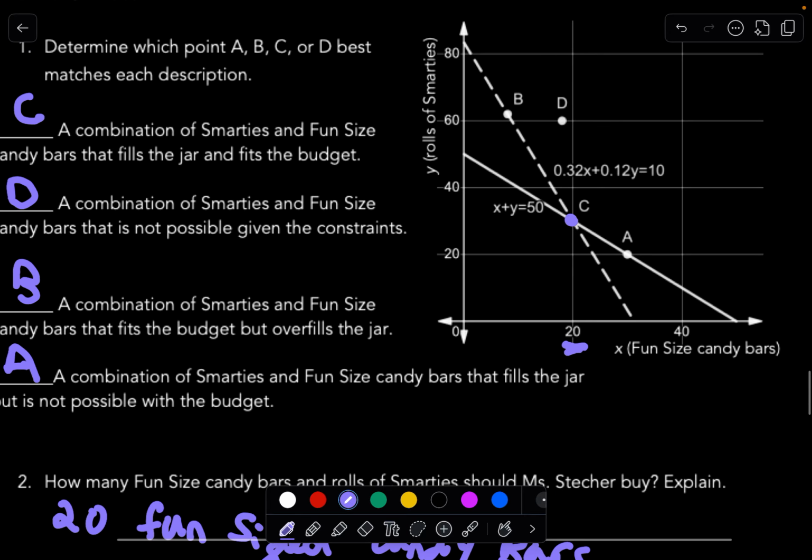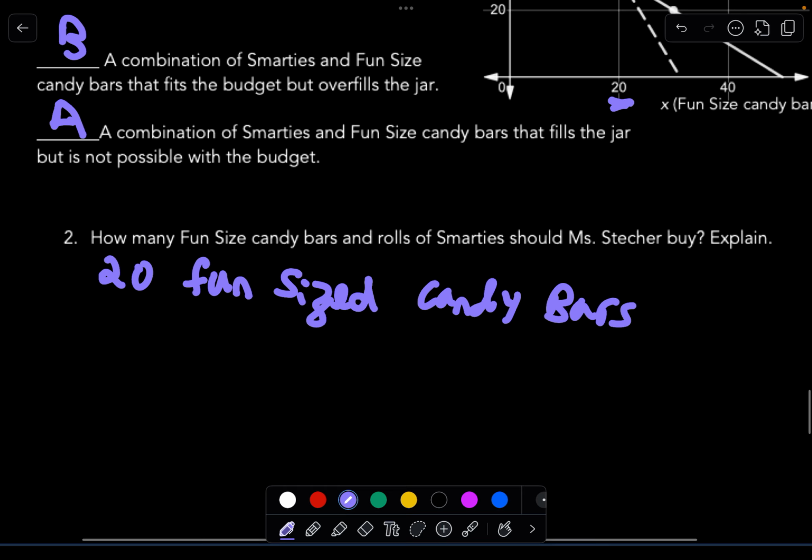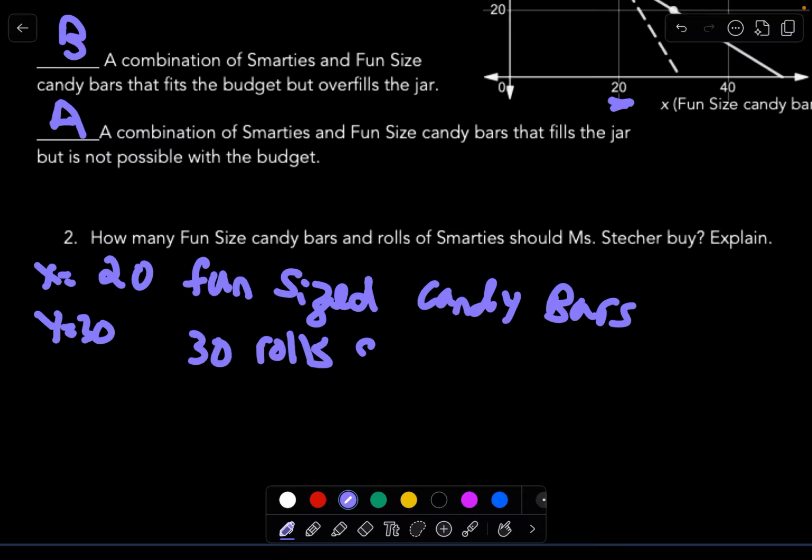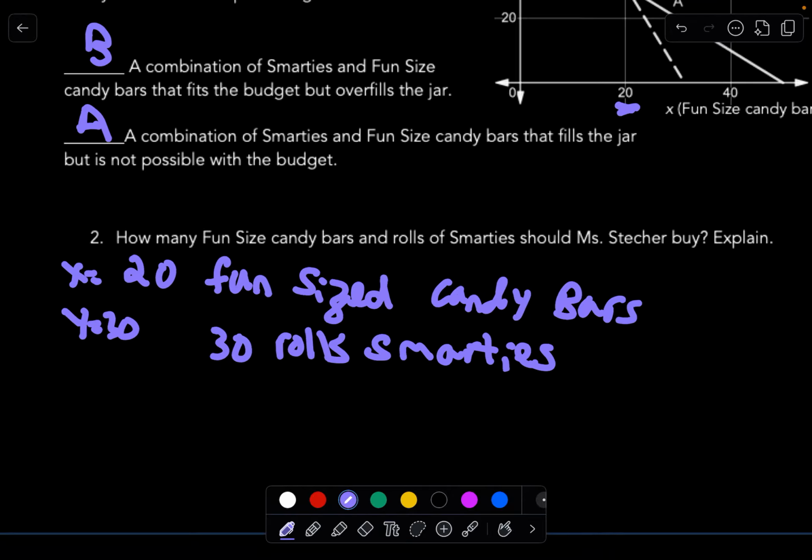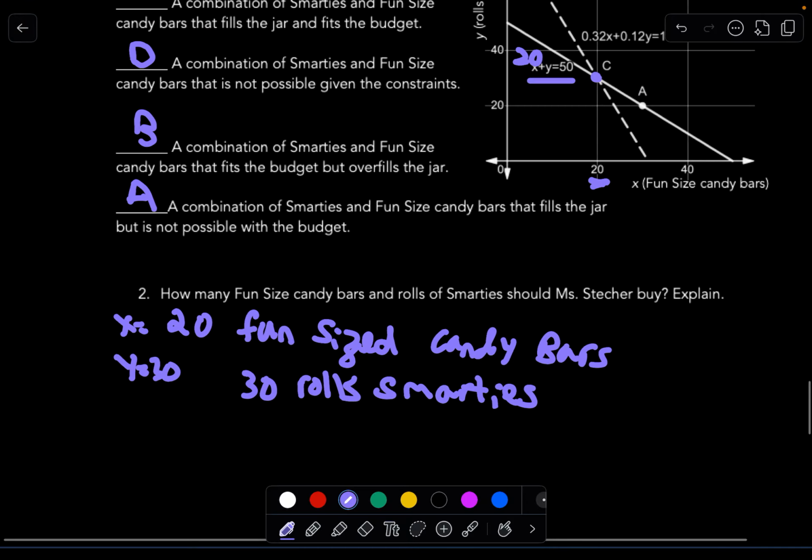Now, since we know that they'll have 50, we can use the fact that x is 20 fun-sized in that equation, and solve for y, which is 50 minus 20. So y must be 30. So this is x equals 20, y equals 30. So it was 20 fun-sized candy bars and 30 rolls of Smarties. And that's the idea for this.